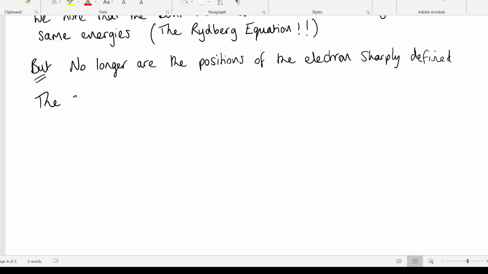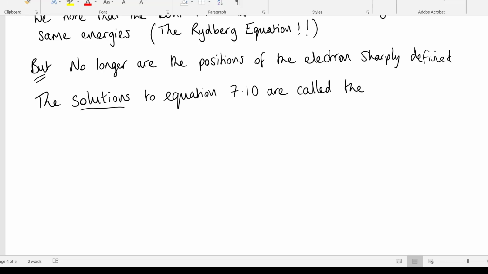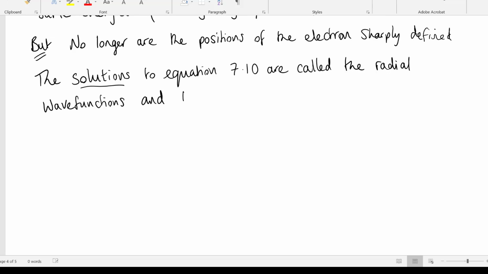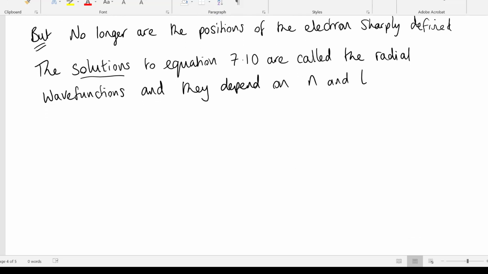So the solutions themselves to equation 7.10 are called the radial wave functions, and they depend on quantum numbers n and l. And I'm going to provide a general expression for those wave functions.